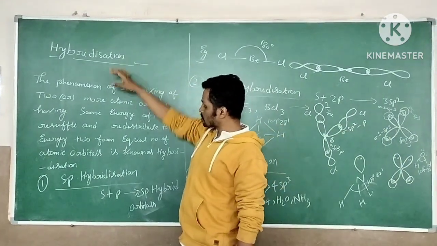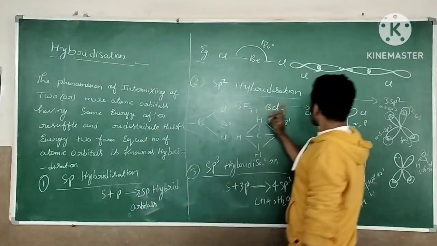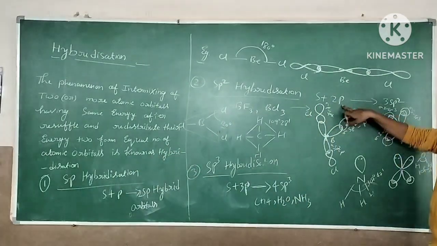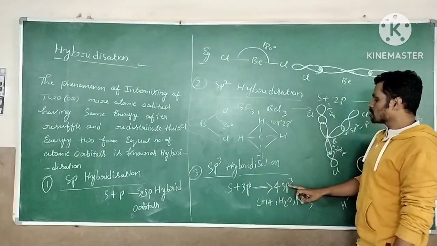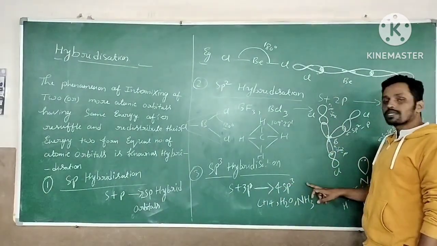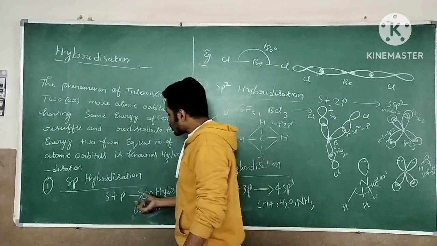How is it intermixing? For example, one s orbital and one p orbital is sp hybridization. One s orbital and two p orbitals is sp2 hybridization. One s orbital and three p orbitals gives an equal number, four sp3 hybrid orbitals. Now we are going to discuss the examples.